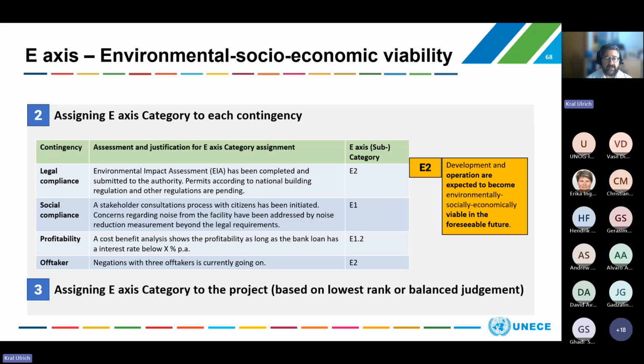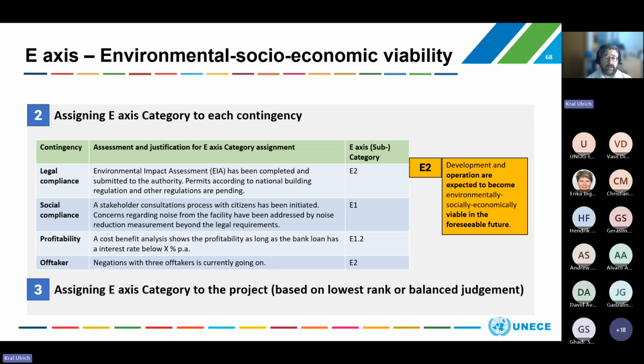And then you're doing the same for the social compliance issue, for profitability, so for the economic dimension and for the offtake agreements. And of course, the template that is provided by DG GROW provides more criteria and very detailed explanation to help you in getting these justifications. What is important to mention is that these justifications need to be based on evidence.